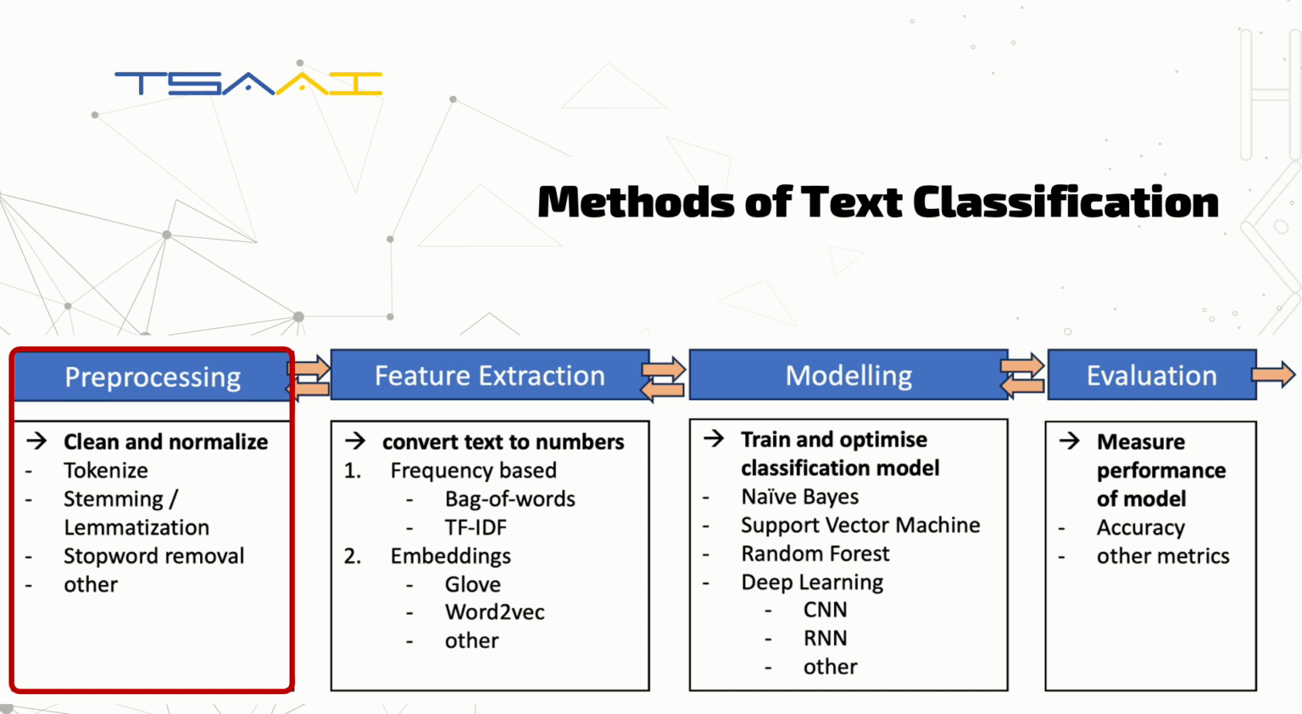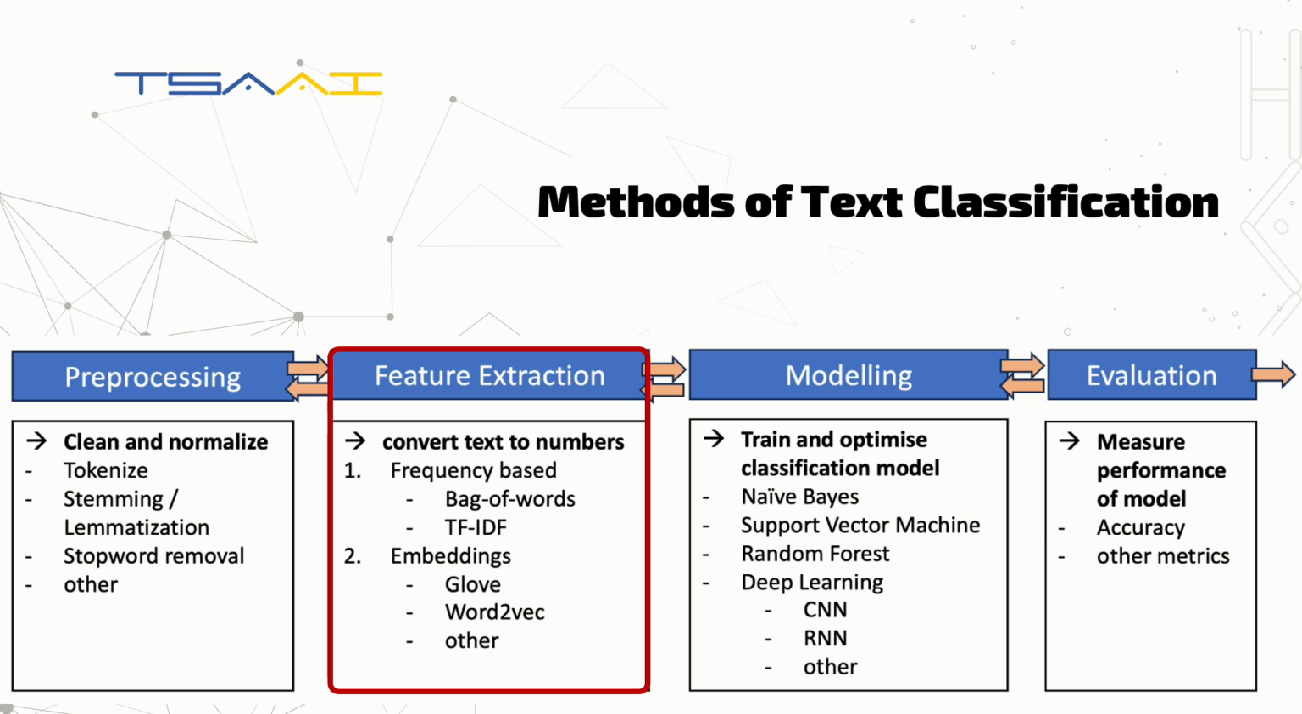For effective text classification, we use several methods. First, preprocessing is crucial. This involves cleaning and normalizing the text through techniques such as tokenization, stemming, or lemmatization, and stop word removal. Next, in the feature extraction phase, we convert the text into numerical representations. Common methods include frequency-based approaches such as bag of words and TF-IDF, or embeddings such as word2vec.